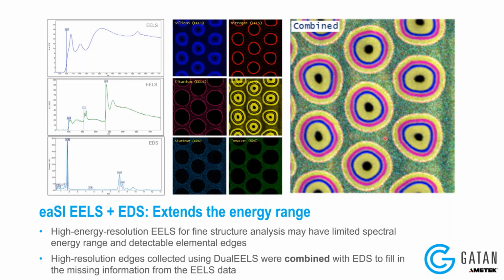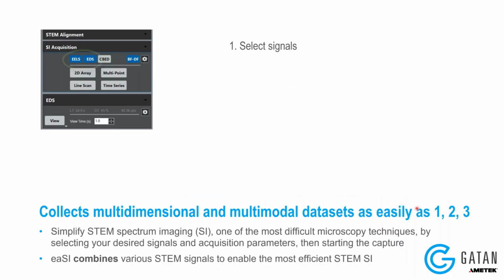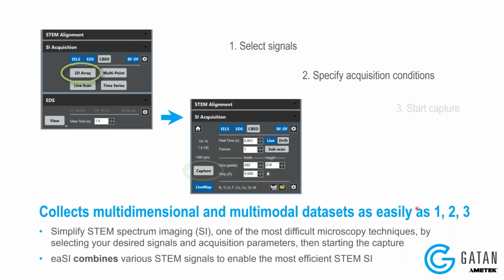And here on the right-hand side, we have the combined EELS and EDS map for a full picture of this 3D NAND device. Combining signals using the EASY technology is as easy as 1, 2, 3. You simply select the types of signals that you want to combine, EELS and EDS in this case. You specify your data acquisition parameters in the SI acquisition pane, and you click capture, and then EASY simply combines the signals for you.